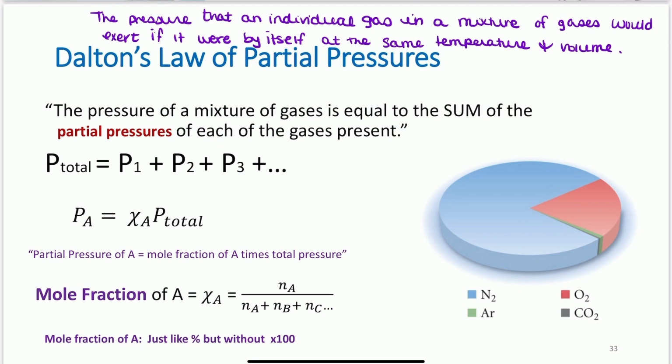So an easy way to express Dalton's law is like this. The pressure total is equal to the pressure of each individual piece. A more useful definition of Dalton's law is that the partial pressure of A is equal to the mole fraction of A times the total pressure of the system, where mole fraction, X sub A, is equal to the number of moles of A, being whatever component you're looking at, divided by the total number of moles of the system. So again, mole fraction of A is just like percent. We just don't put the percent in there. We don't need it in percent form.